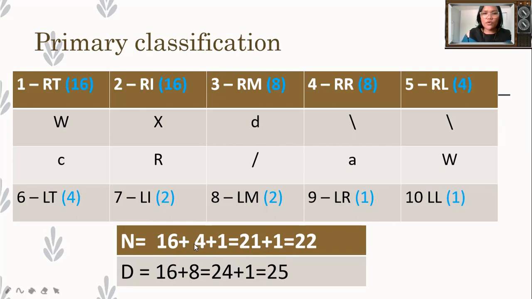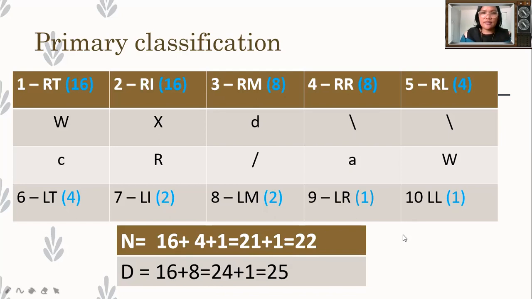16 plus 4, 20, plus 1 equals 21. Again, add the pre-established fraction for the numerator, that is 1, and it will become 22. So the primary classification in here is 22 over 25. So can you follow, class?